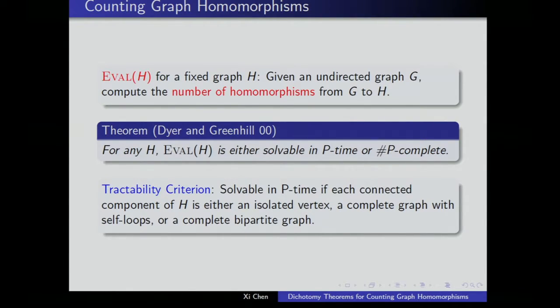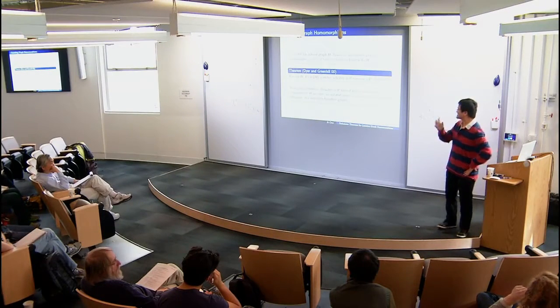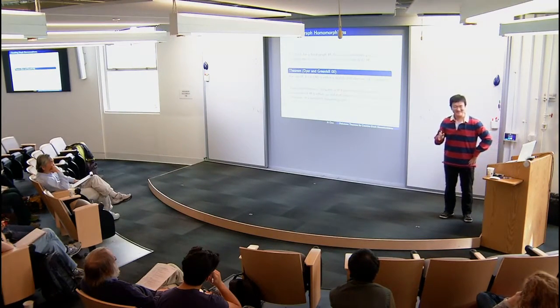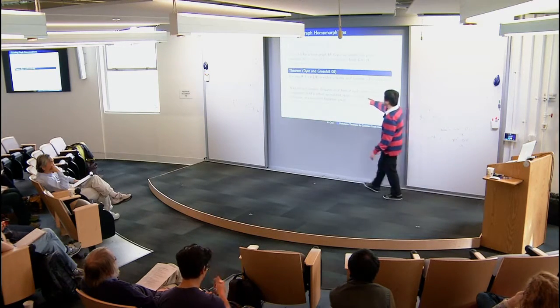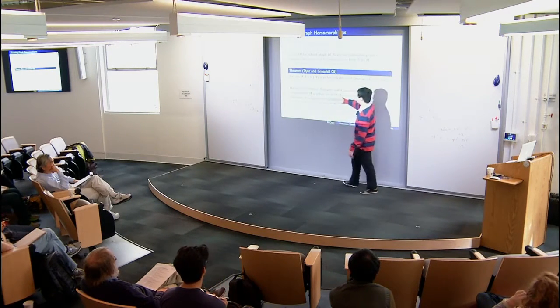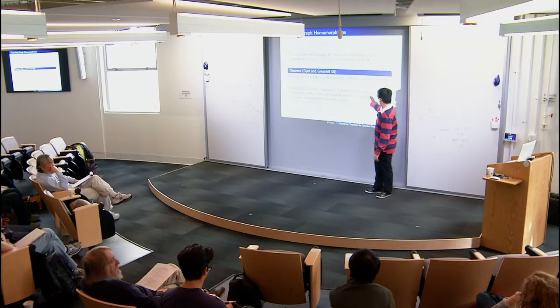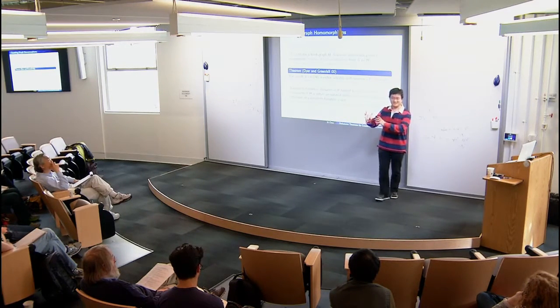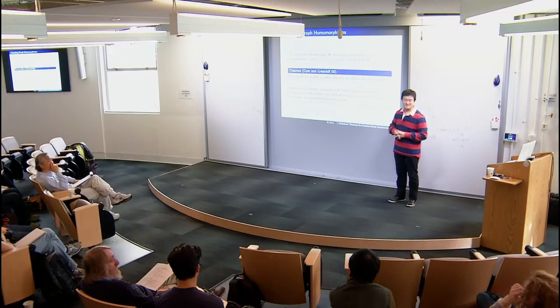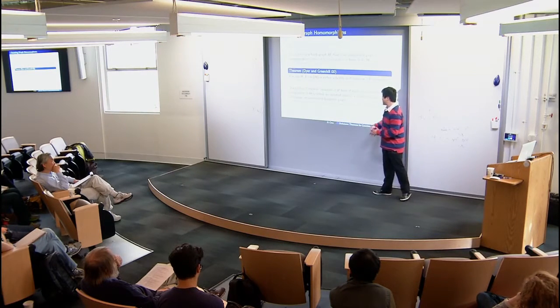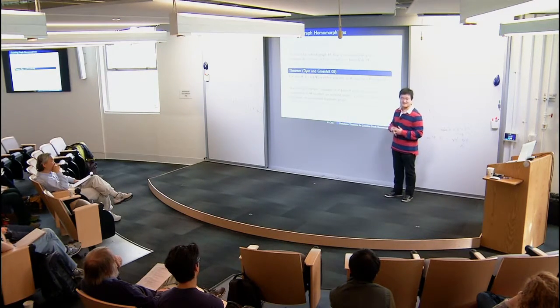Sorry, so complete bipartite graph, if you take complete bipartite graph with self-loops, yes. It's #P-complete? No, that's easy. That's in P. So solvable in polynomial time if every connected component is one of these three types of graphs. By complete graph with self-loops, I just mean if you look at the adjacency matrix, it's all one. That corresponds to a tractable case, and you can take the disjoint union of such graphs, that's still solvable in polynomial time.